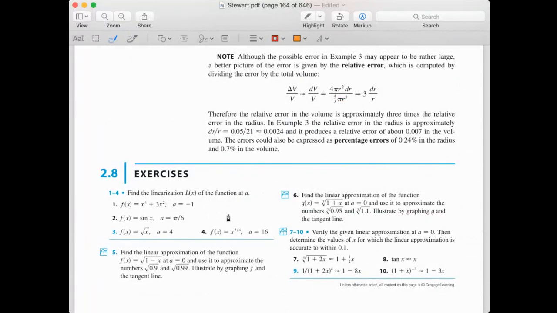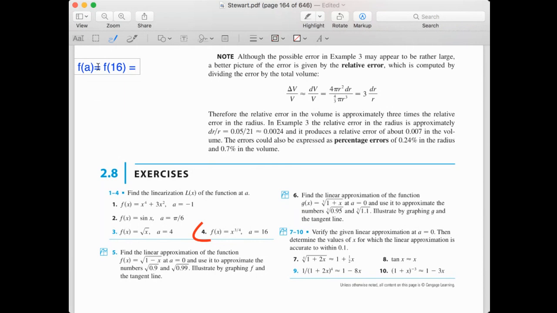So let me do one because the example is not much. Let's try the fourth root of 16 together. We want to find a linear approximation L of x of the function at a. So a is 16, and f of a is f of 16.